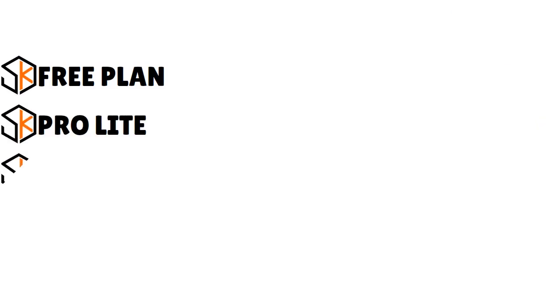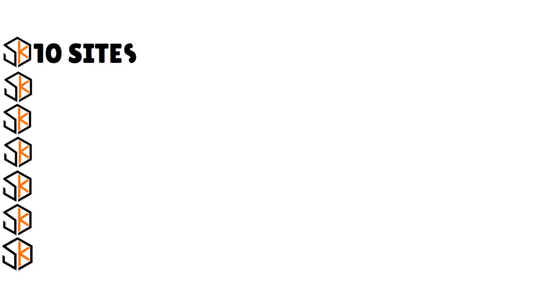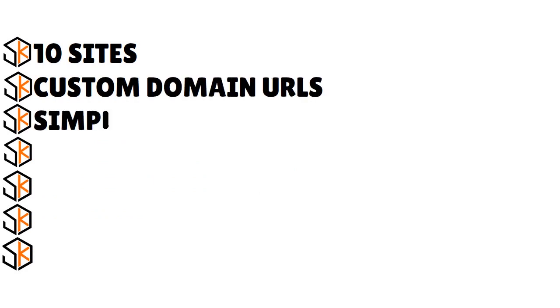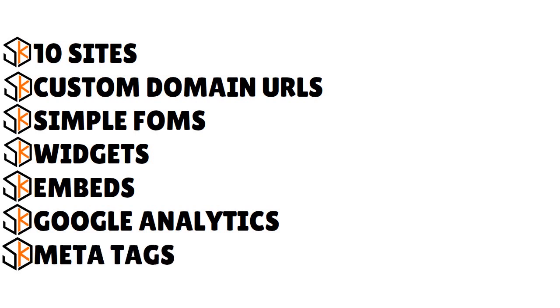And you have the Pro Lite, the Pro Standard, and the Pro Plus. The Pro Standard is what I showed you a little earlier, $19 per year. With that, you have 10 sites, custom domain URLs, simple forms, widgets, embeds, Google Analytics, and meta tags.